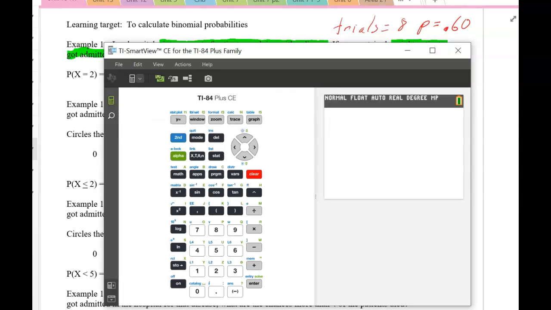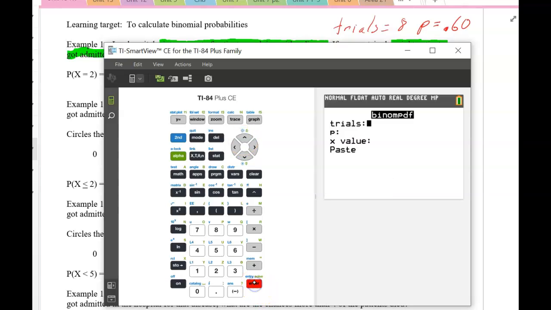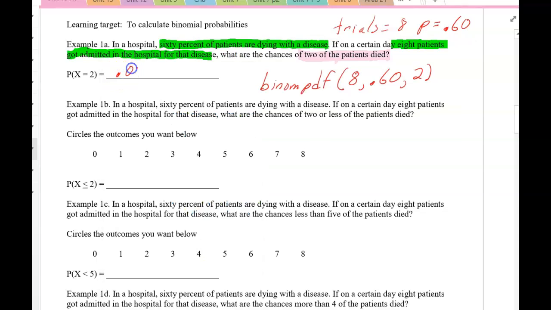So I'm going to show you how to do that in your calculator. So we press second vars. We scroll down to binomial PDF, which is letter A. You press enter. For trials, we're going to put 8. Probability of success, 0.6 or 60 if you'd like. And we wanted 2. And then when you hit enter a couple times, you see the probability that x equals 2 is 0.0413. And in class we talked about that as unlikely because it is less than 0.05.